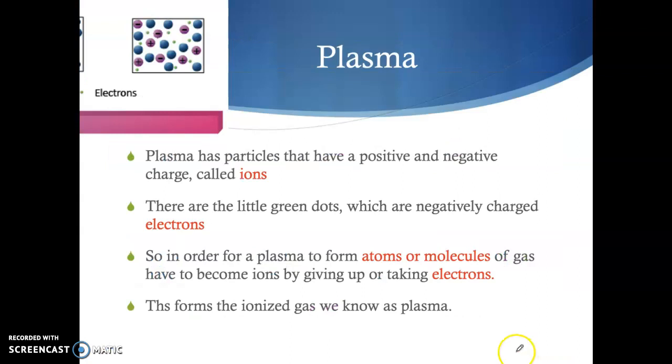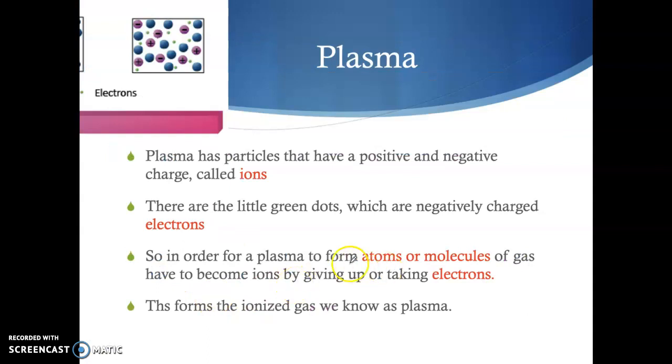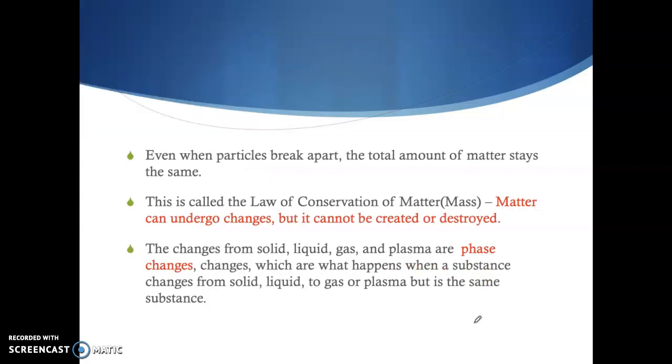So plasma has particles that have a positive and negative charge called ions. That's the positive and negative parts here. The little green dots are electrons. So in order for a plasma to form, atoms or molecules of a gas, in this case molecules, have to break apart and give up or take electrons in order to form these positive and negatively charged things called ions. And that's how ionized gases, which we know as plasma, are formed. So it can be heat or it can just be energy in general.